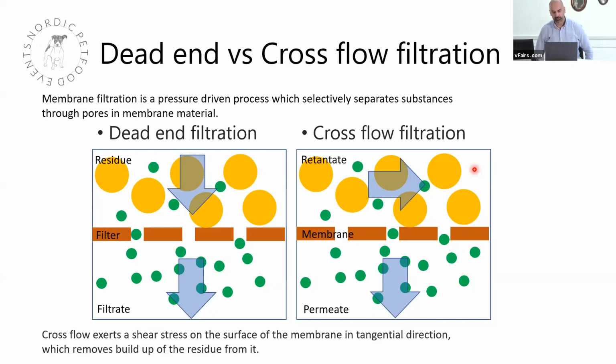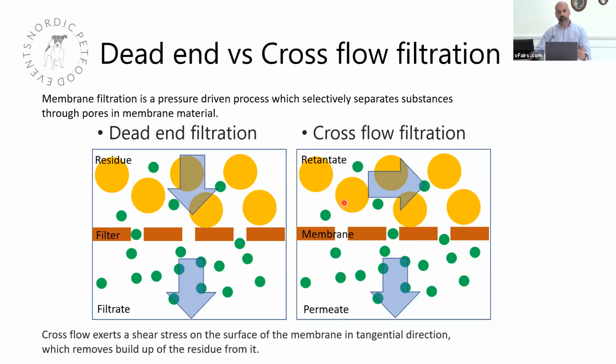Dead-end filtration is just the conventional filtration method, while cross-flow filtration is what we use in the membrane filtration technology. So as one can see on the dead-end filtration, the flow is perpendicular to the filter. Smaller molecules or particles will pass through the filter and the larger will be retained. So then the residue is created. When this residual layer is at a certain thickness, then the filter is clogged and it needs to be discarded.